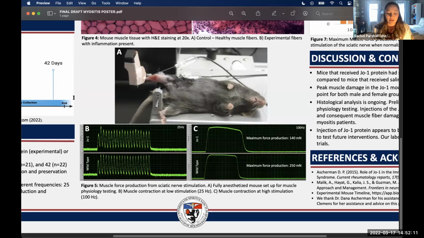So then the muscles were collected, preserved for cutting, staining using H&E, or hematoxylin and eosin, and F480 antibody stains to visualize and quantify macrophages. Microscopic images were then made to complete histological analysis.